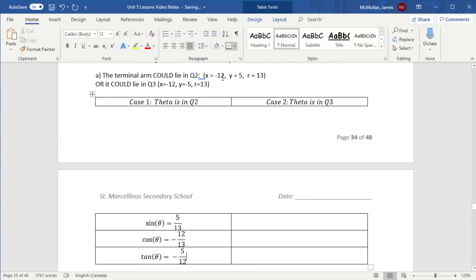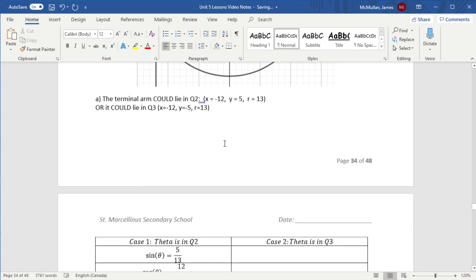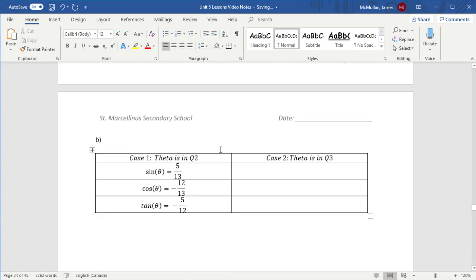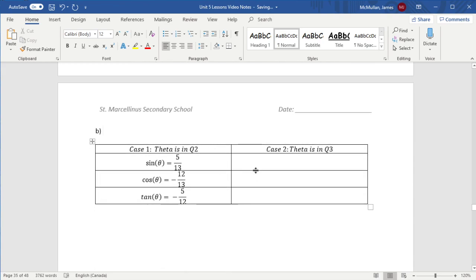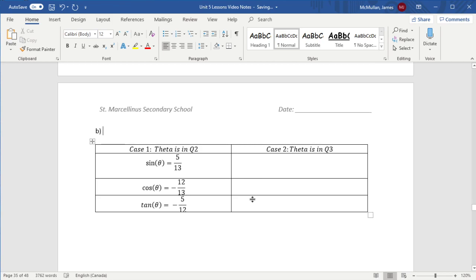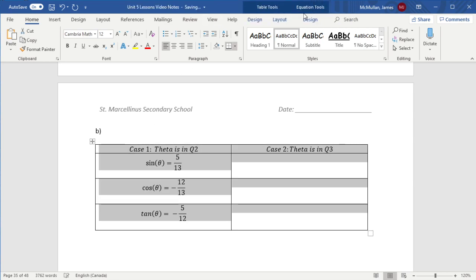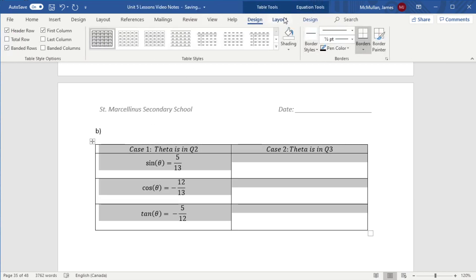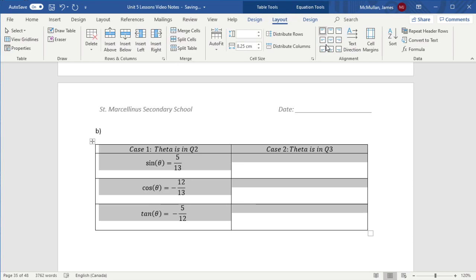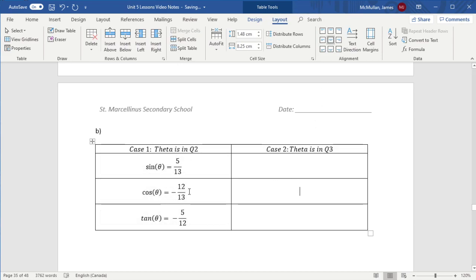Okay? So this is what I'm trying to answer, what question B is asking for. It's saying, what are the primary trig ratios equal to? Well, we know x, y, and r, so we know all the ratios. We just need to put them in the correct pattern. Remember, sine is y over r, cos is x over r, tan is y over x.